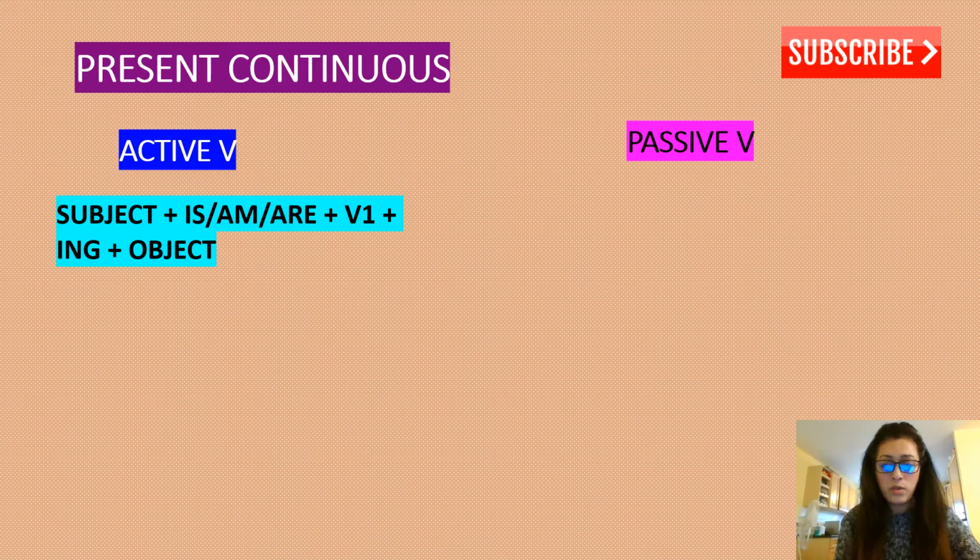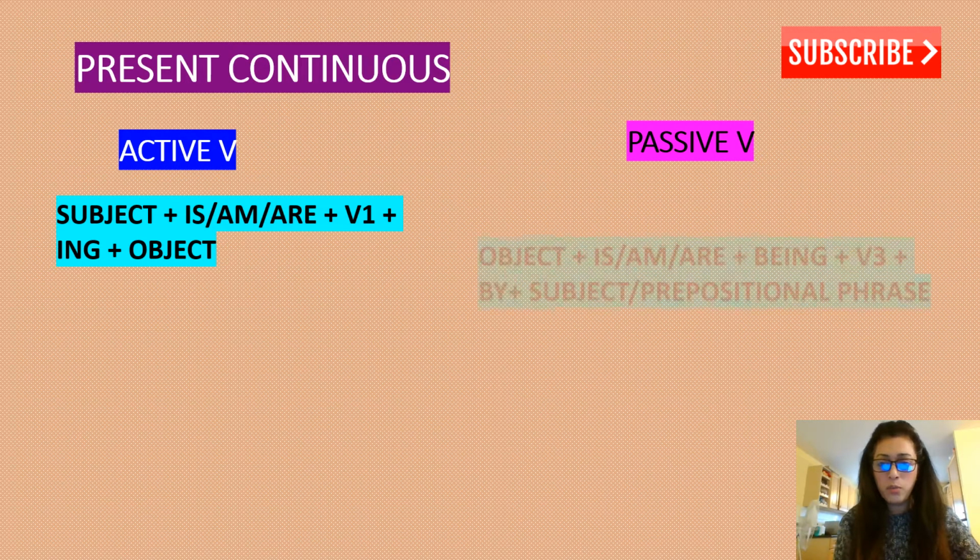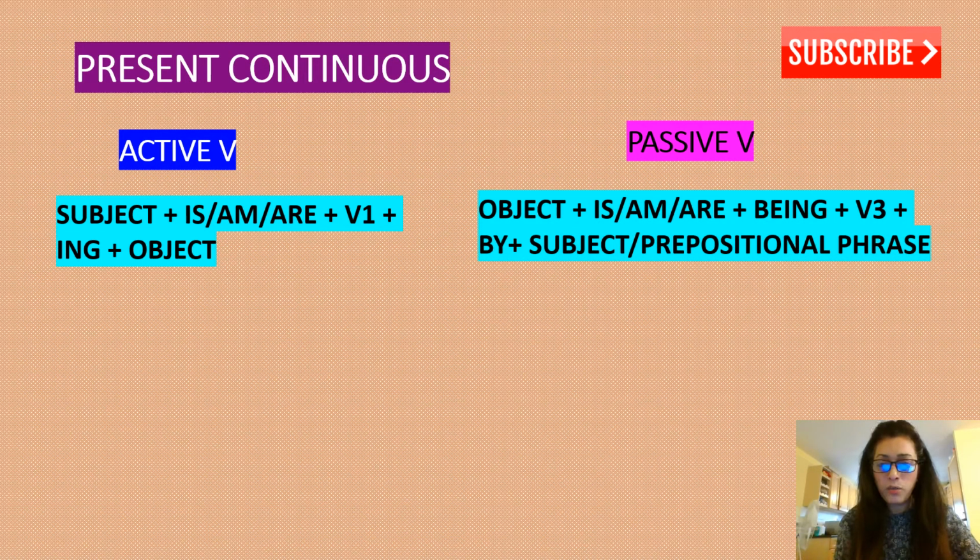Now talking about the active voice, present continuous, as I already discussed in detail in my earlier videos, it is going to start with the subject plus is, am, are, which are auxiliary verbs, plus V1, and I will use an ing after the verb with the object. On the other hand, the passive voice will be object plus the auxiliary verbs is, am, are, plus I will also use being plus the verb third form, then by, and then the subject with the prepositional phrase.